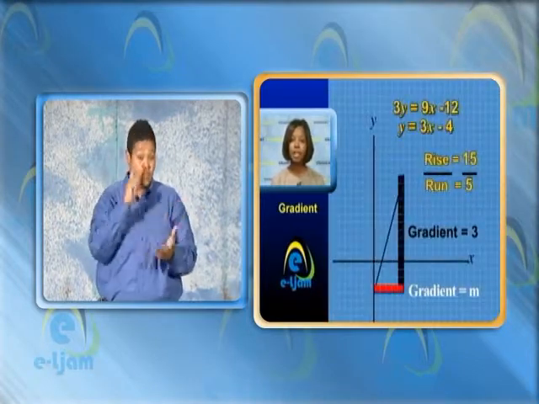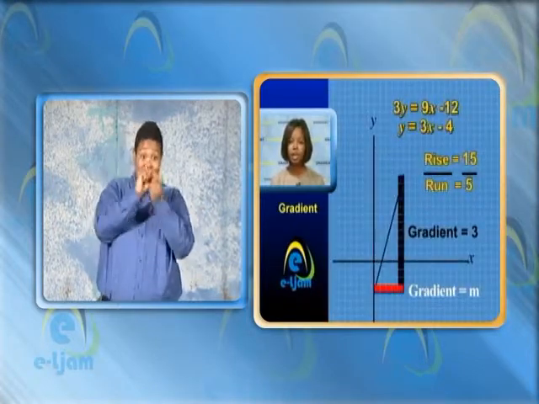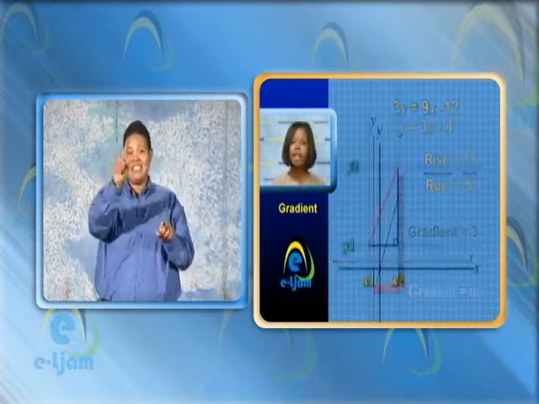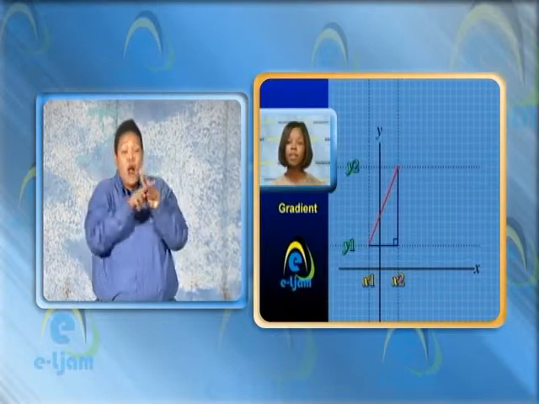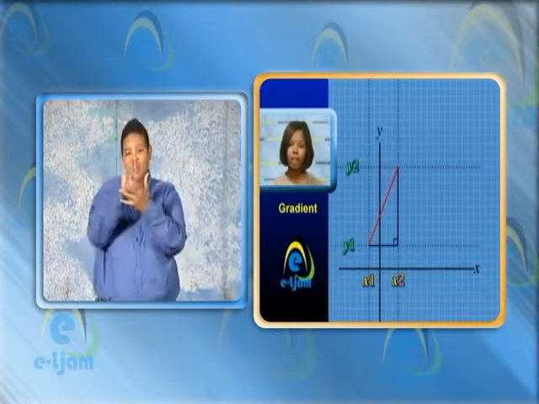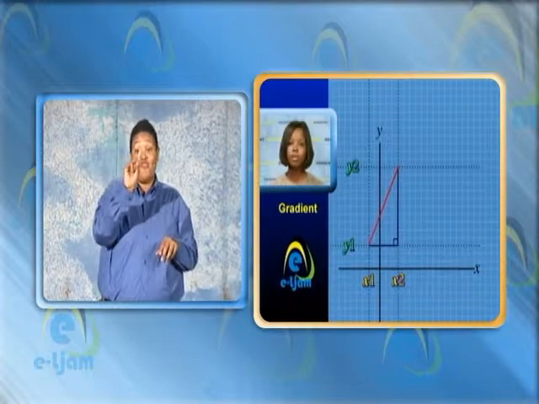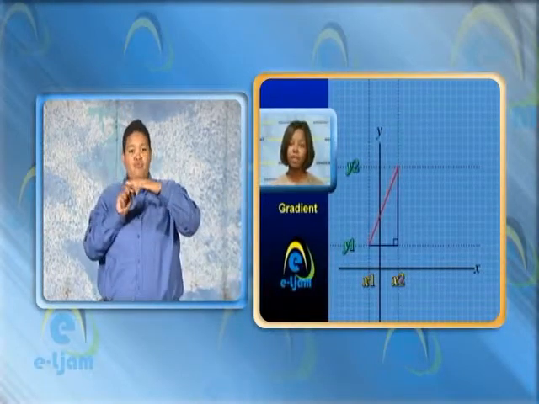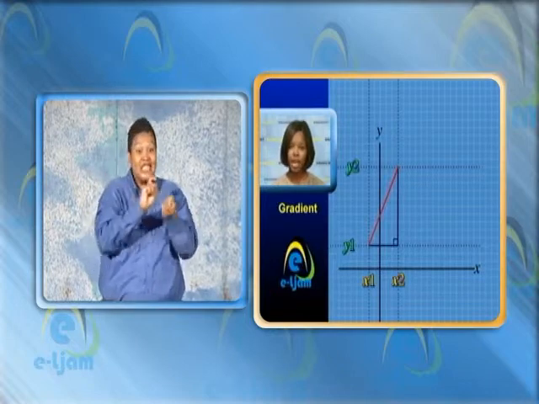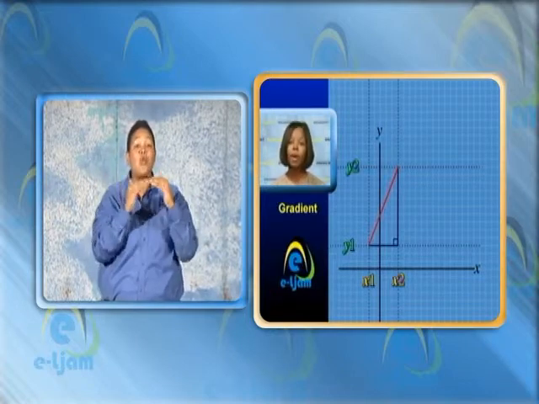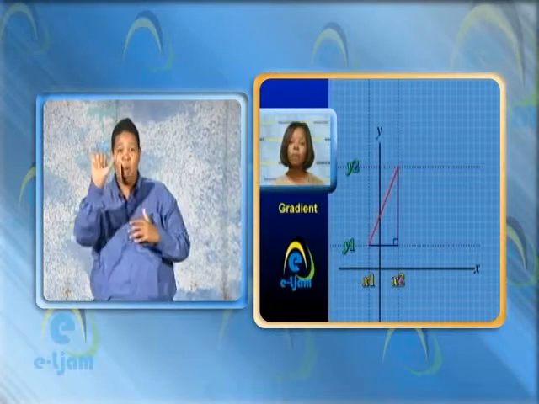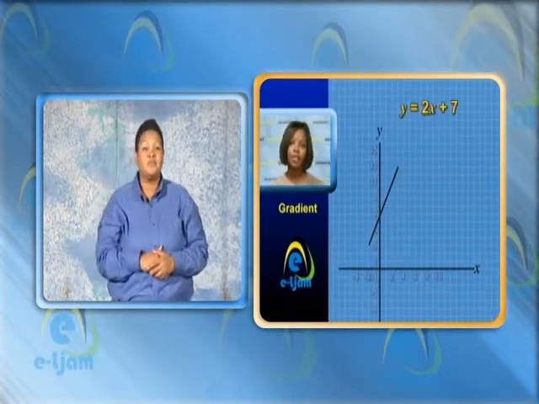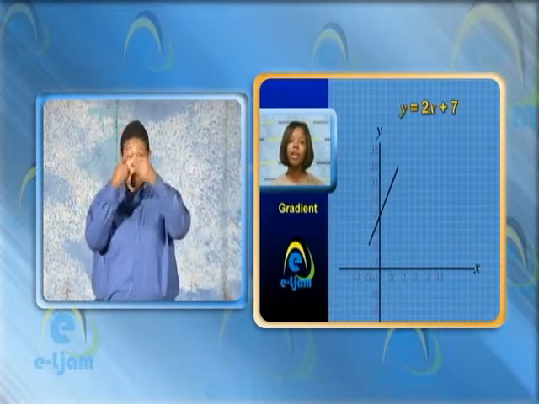Notice that the rise is the change in the y values and the run is determined by the change in the x values. A change in values would suggest that we subtract values. Therefore, the gradient equals rise over run, which equals change in y values over change in x values, and this is equal to y1 minus y2 over x1 minus x2. So if we are given any 2 points on the line, we can find its gradient.